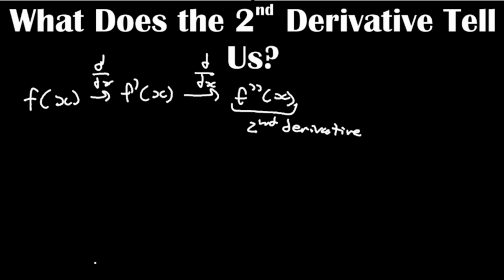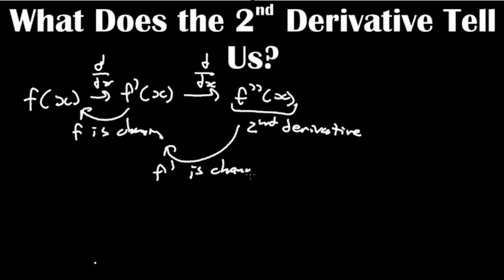Now, what is this really telling us? Remember, the first derivative tells us how a function is changing. So this tells us how f is changing. The second derivative, on the other hand, tells us how f prime is changing. So basically, the second derivative tells us how the function's rate of change is changing.